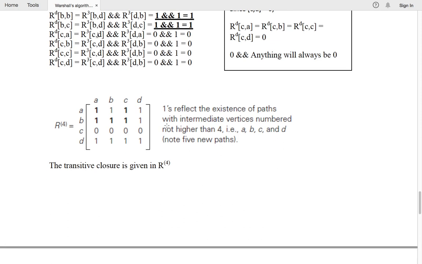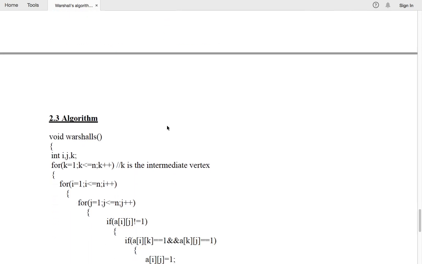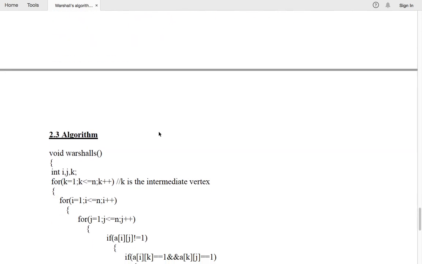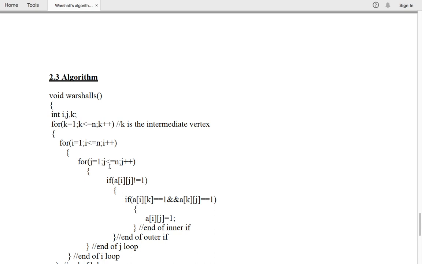But this is how you compute the transitive closure using Warshall's algorithm. Now the algorithm is quite simple. Here k refers to the intermediate vertex, so for the intermediate vertex you go through all the vertices 1 to n. i and j refer to the vertices, again going from 1 to n.